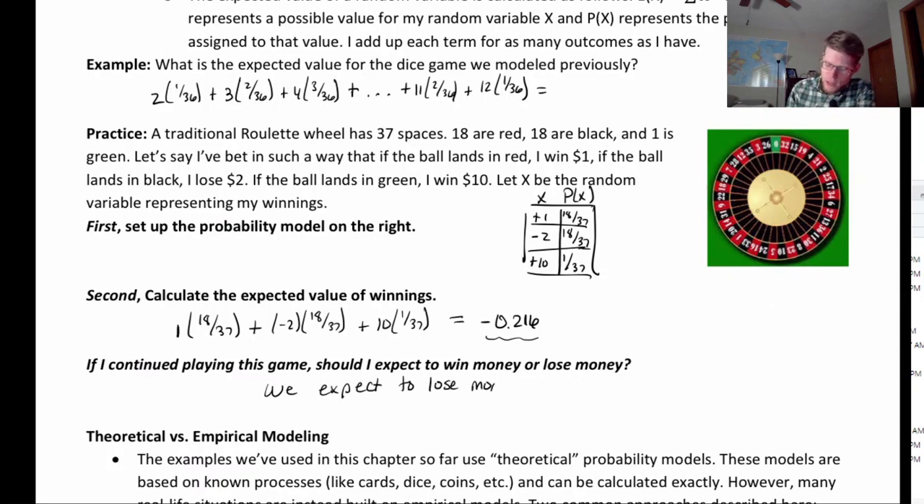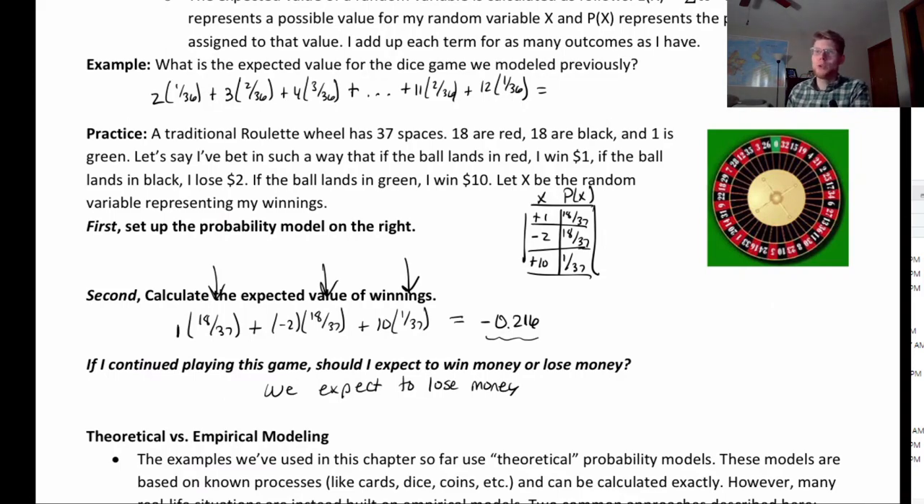And the reason is because our expected value is below 0. It's a negative number, meaning that the more games we play, the more our probabilities on average should converge to this expected value. So if I keep adding up my winnings, right? So my probabilities of winning $1, probabilities of losing $2, and probability of winning $10 over time should converge to these particular probabilities undergirding the process.